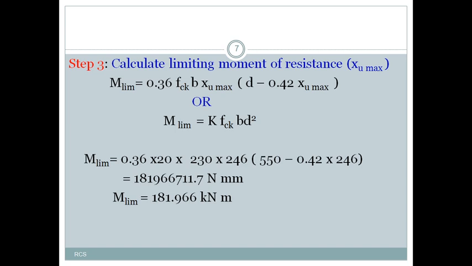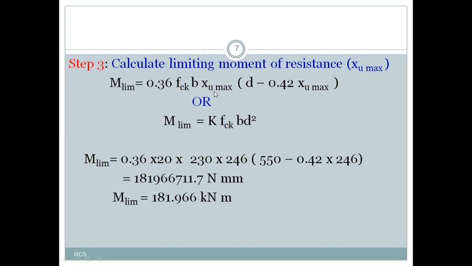Then after obtaining the limiting depth of neutral axis, just calculate the limiting moment of resistance. So you know, the limiting moment of resistance is Mu limit. Just discard the term which is in brackets. Right, it is Mu limit. The limiting moment of resistance is nothing but the moment of resistance calculated with respect to the limiting depth of neutral axis. So for that we have a formula here, that is Mu limit equal to 0.36 fck b Xu max into (d minus 0.42 Xu max).